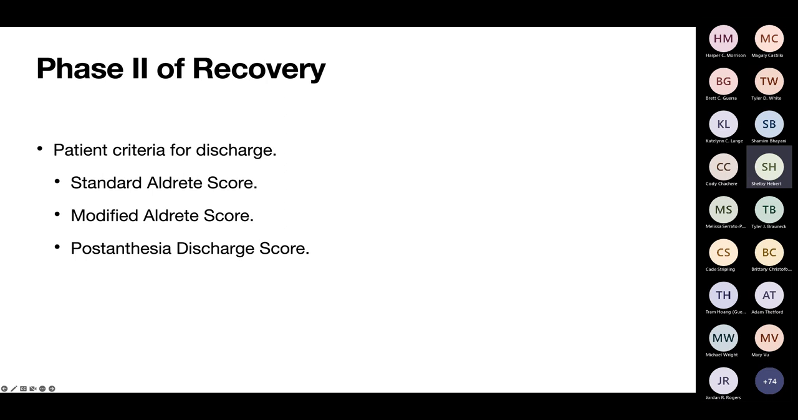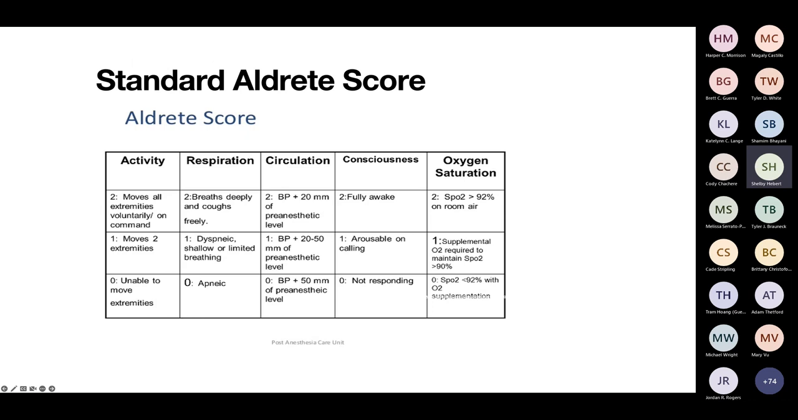So there's a couple different scores that are used in phase two and in phase one as far as making sure the patient has met the criteria to be discharged. And the nice thing is they're fairly quantitative, so there's not a whole lot of subjectivity involved. But the primary ones are going to be the standard or the modified Aldrete score, and then the post-anesthesia discharge score. And we're going to look at those real quick.